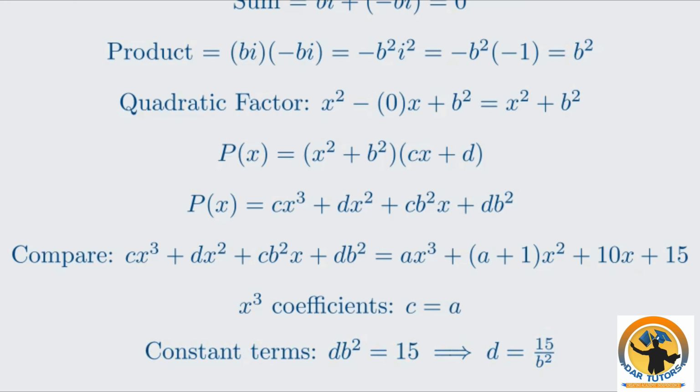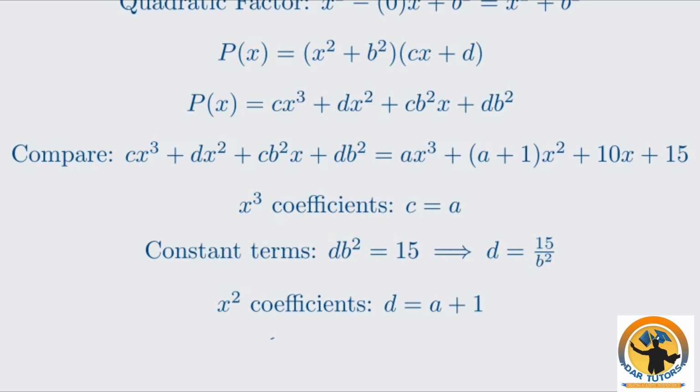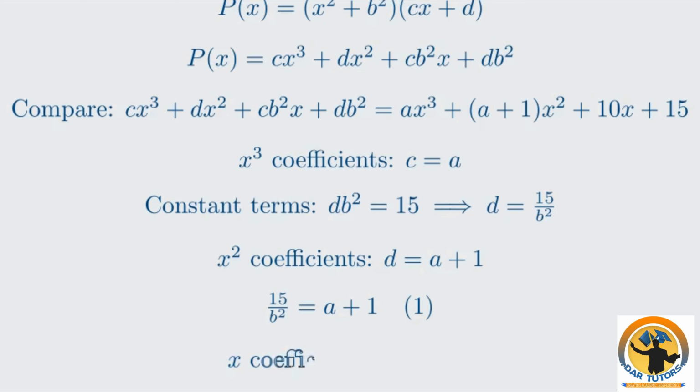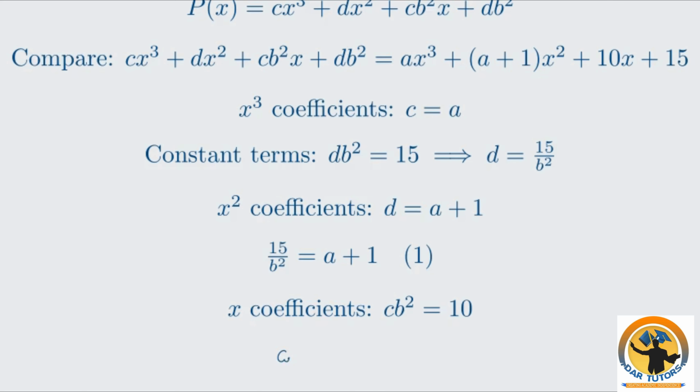Let's use the remaining coefficients to form equations. Equating the coefficients of x^2, we get d equals a + 1. Substituting our expression for d, we get 15/b^2 = a + 1. This is our first equation. Equating the coefficients of x, we get cb^2 = 10. Substituting c = a, we get ab^2 = 10. This is our second equation.